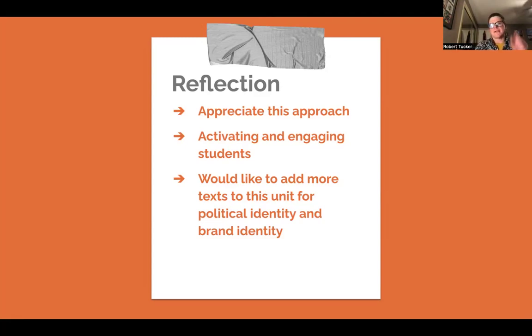As a next step, I'd like to keep expanding on this unit. I'd like to add a third and a fourth dimension, which would each have their own quad set of texts. The third dimension would be political identity. So how do political actors build public perception through their own storytelling? And then brand identity. How do brands and products and companies position their services and themselves for success?